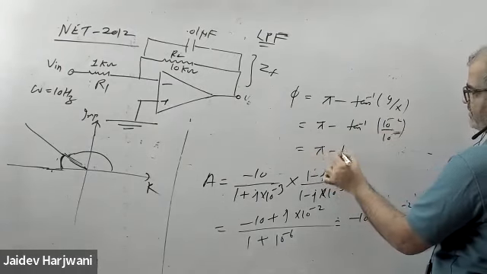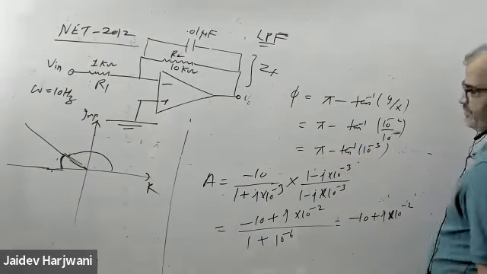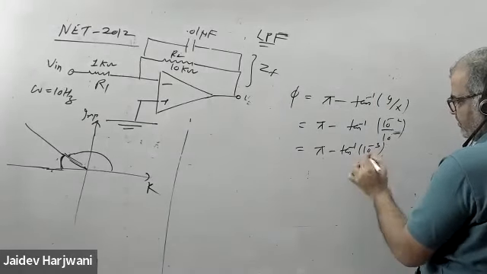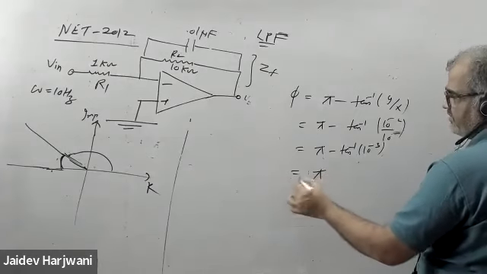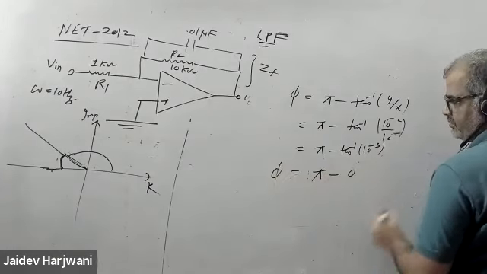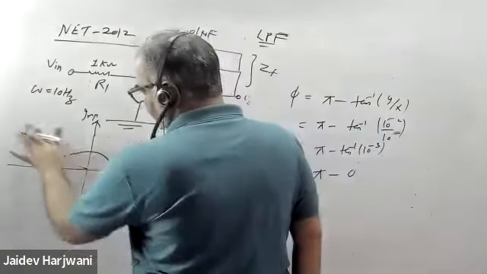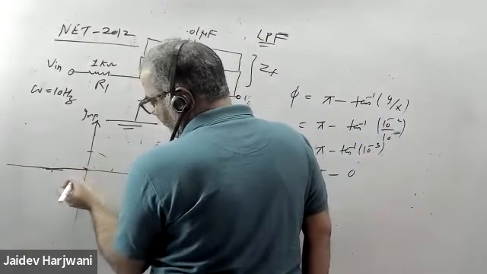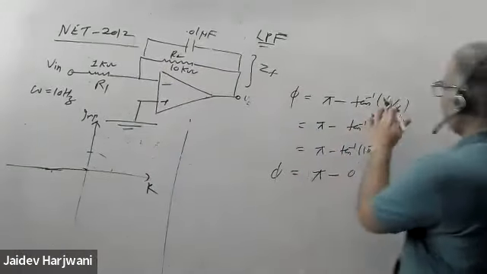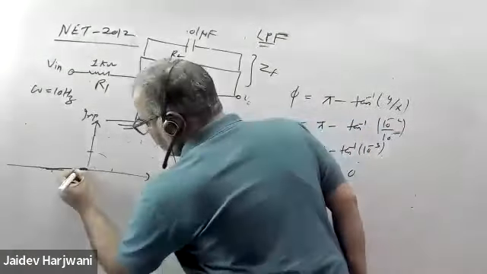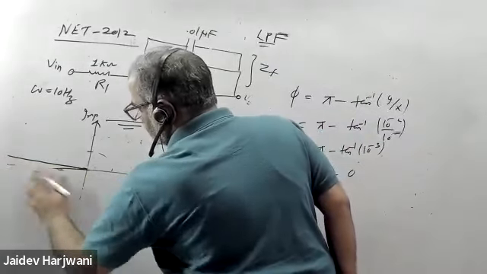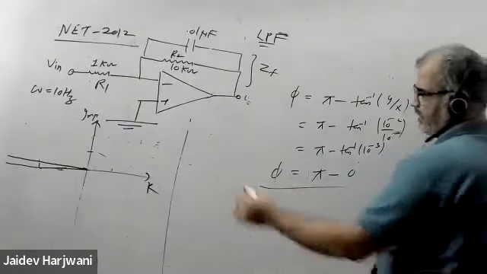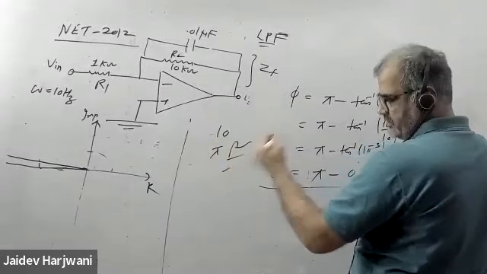So this becomes pi minus tan inverse 10 raised to power minus 3, and 10 raised to power minus 3 is almost equal to 0. So the phase will be equal to pi. Because y is very small, y by x is also small, so this angle is very small, and you can say the phase is pi. So magnitude 10 and phase is pi. That option is correct. Which option?